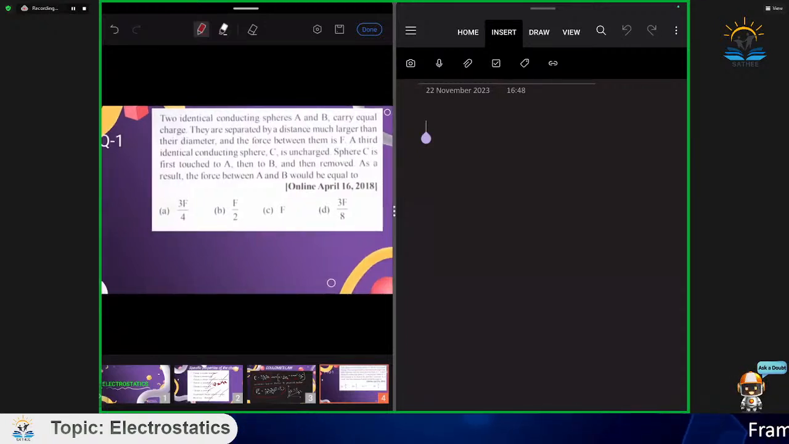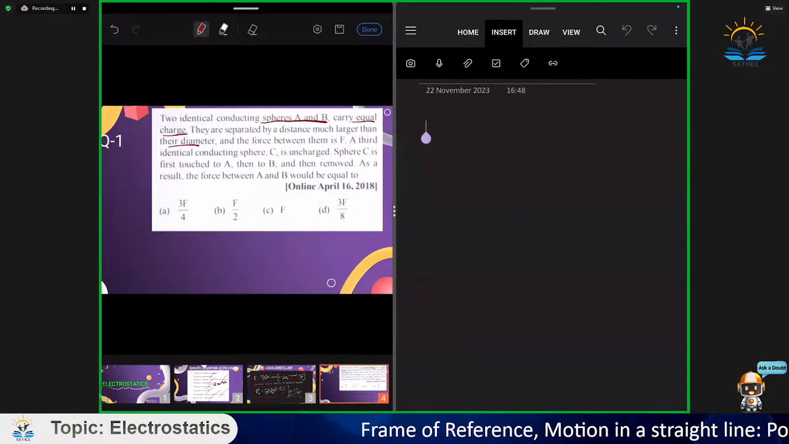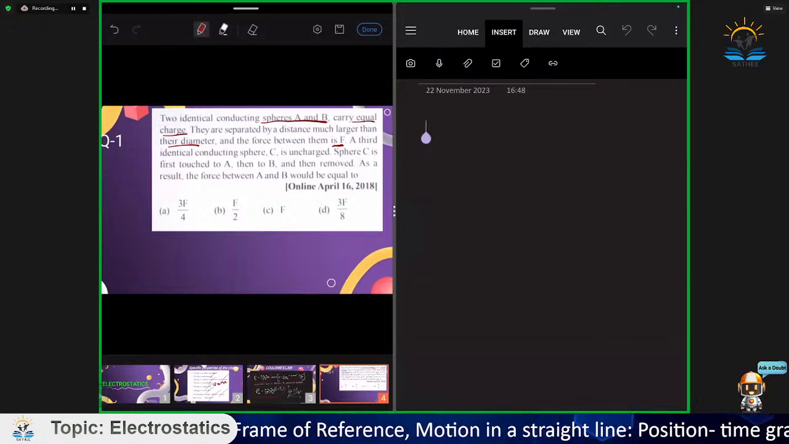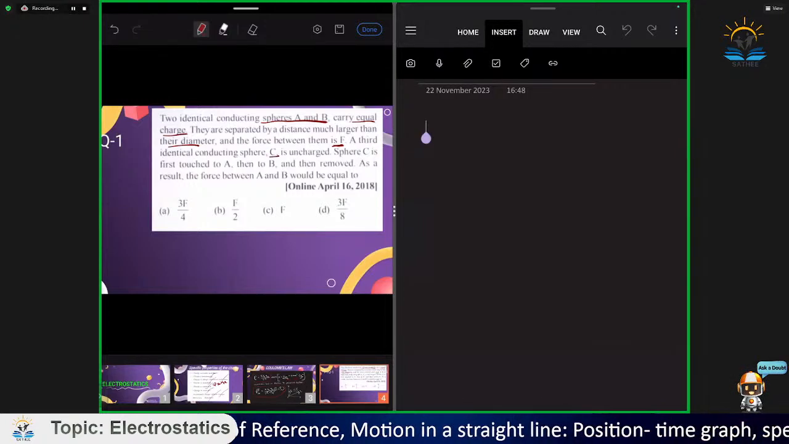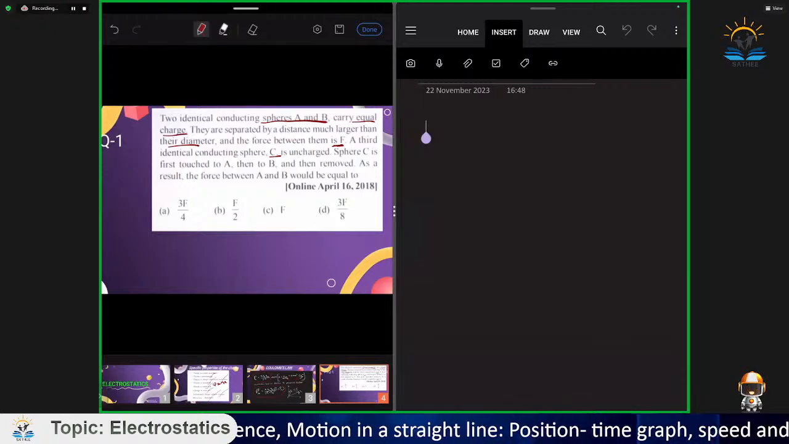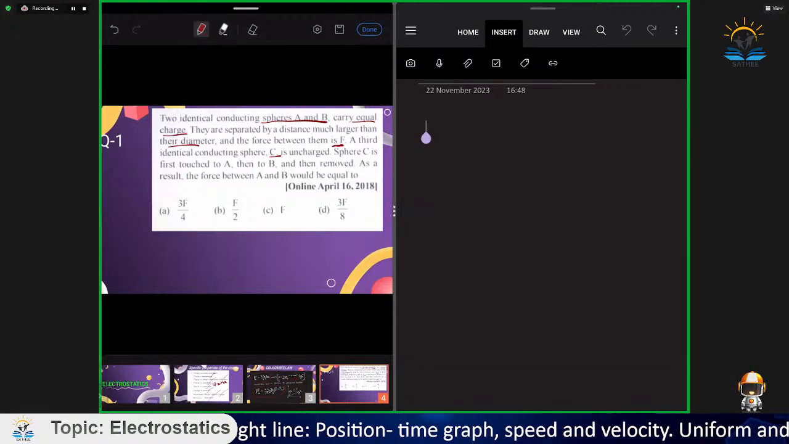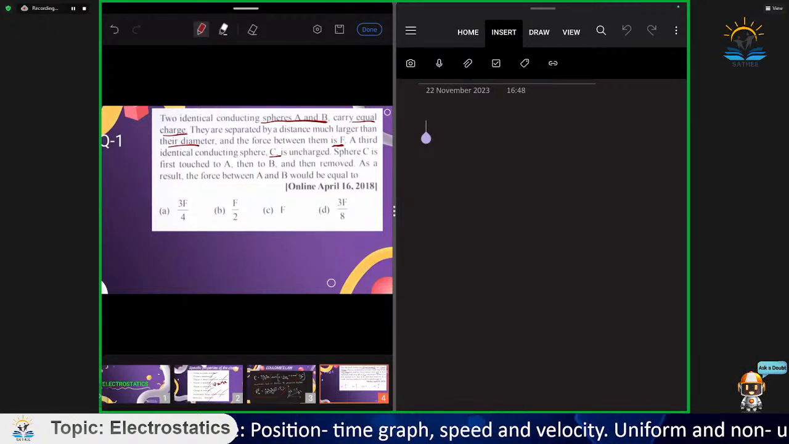I'm reading the question. Two identical conducting spheres A and B carry equal charge. They are separated by a distance much larger than their diameter, and the force between them is F. A third identical conducting sphere C is uncharged. Sphere C is first touched to A, then to B, and removed. As a result, the force between A and B would be equal to? This is the 2018 question.